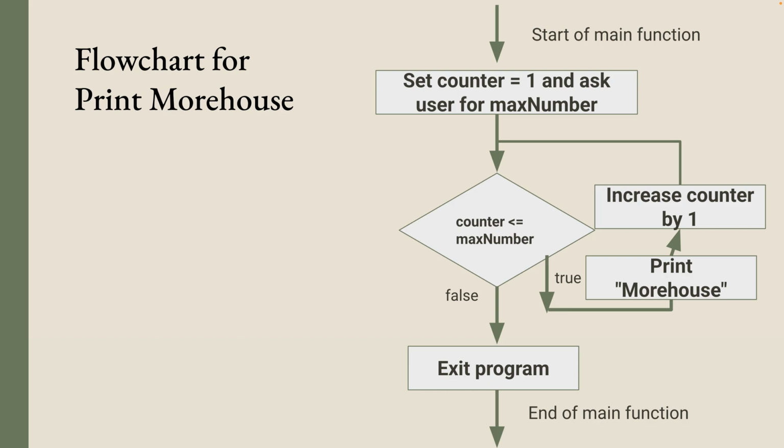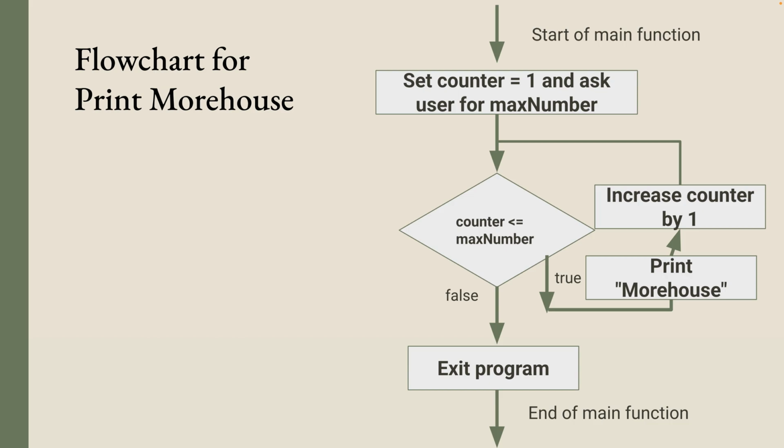This is what the flowchart would look like. So we had the summary at the top for the first step, set counter equal to 1, and ask the user for the max number. The condition we're checking is just whether counter is less than or equal to max number. And notice that the arrows create a loop here. So we're going to keep looping until counter is greater than max number, and then we'll end.